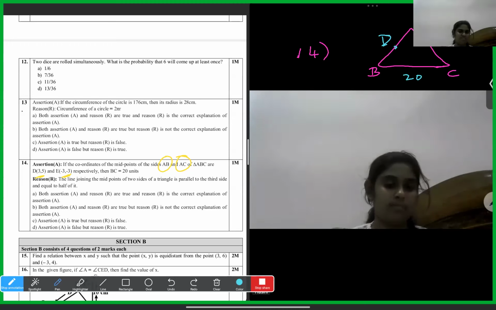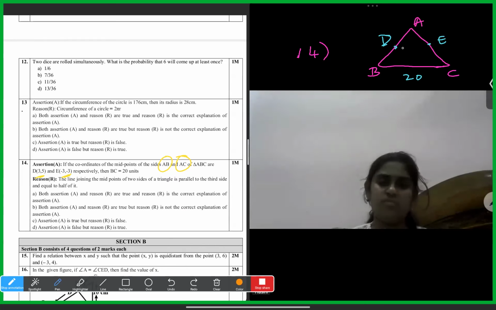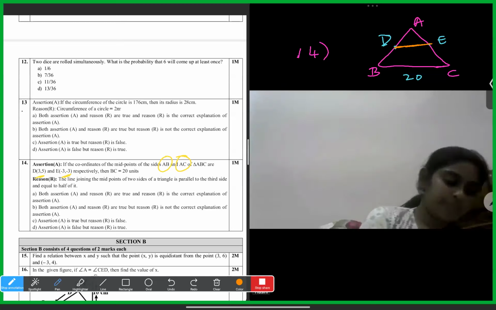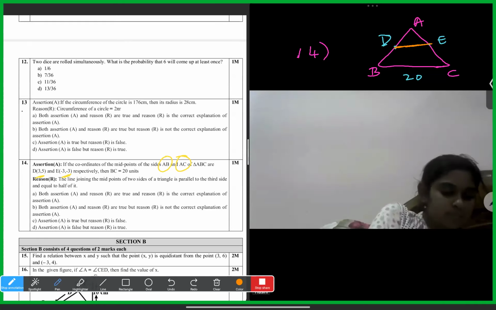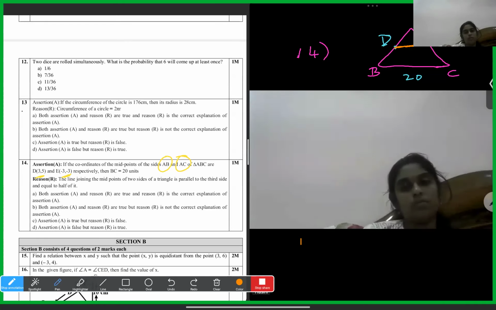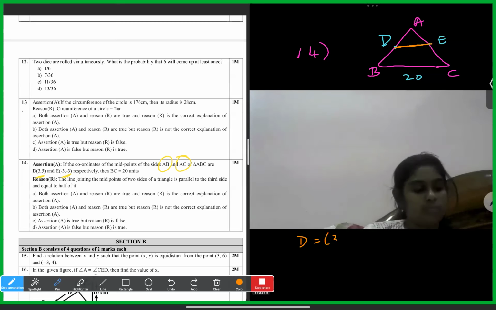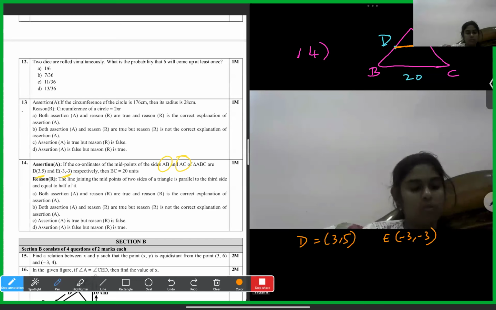Now, Hasni, if I join D and E, the D point is given and the E point is also given. D is given as (3, 5). E is given as (-3, -3). Okay, Hasni.